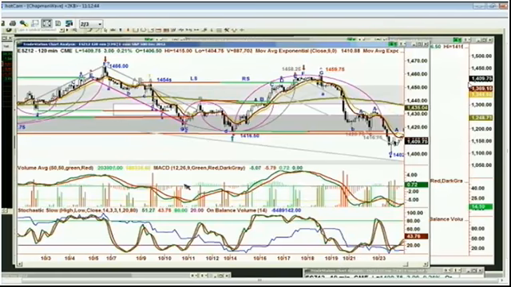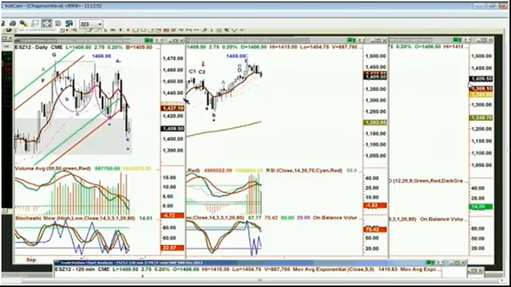Now let's get away from this and let's go through the numbers. The Dow now is up 35 at 13,133. If you're looking at, let me show you the Dow.